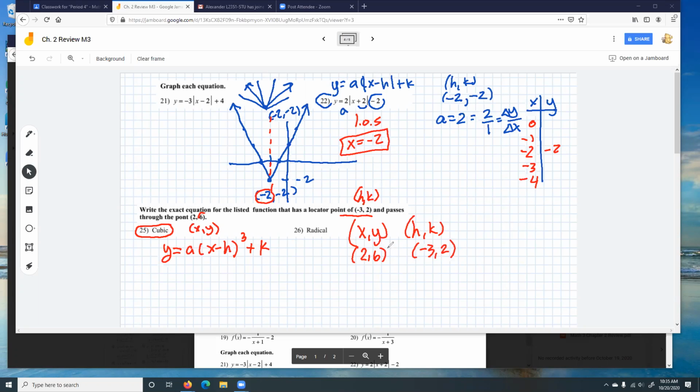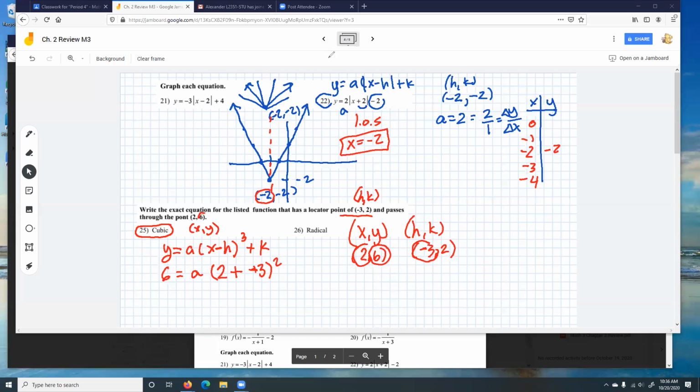So I'm going to start with Y, which is 6. So 6 equals the A value, we don't know. That's what we're solving for. The X value is 2. 2 minus, my H value is -3. You see how that's 2 negatives, one from the equation and one because this was negative. Well, that's going to turn into positive.